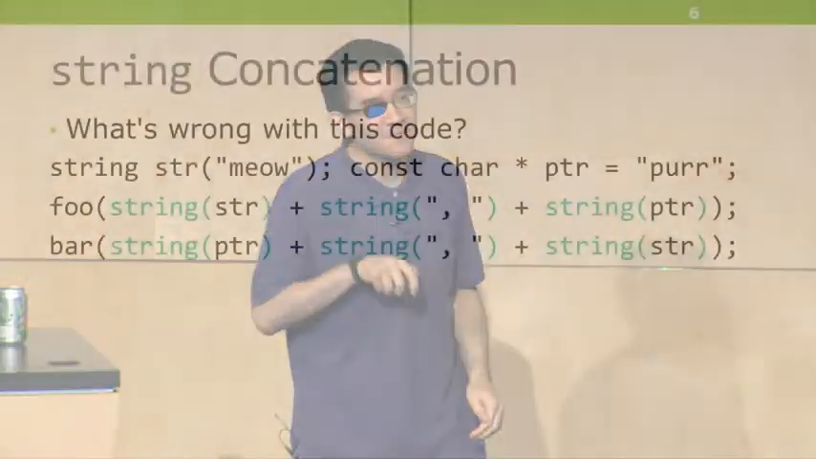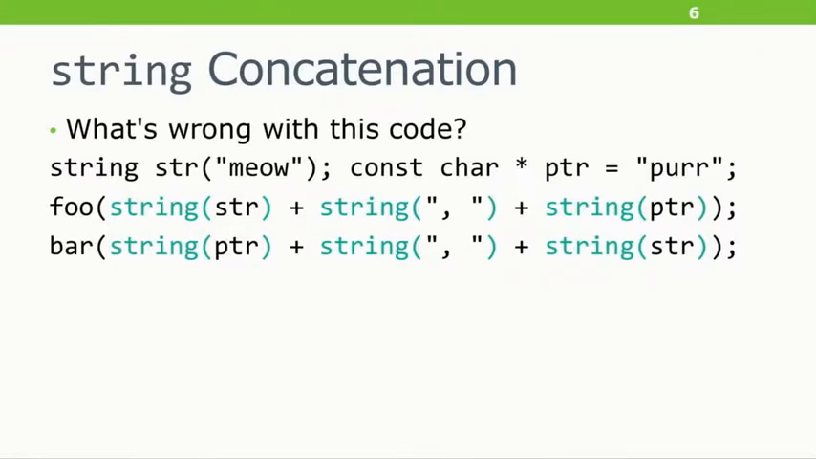The problem is that they are constructing temporary strings for these concatenations. They do not need to do this. String's operator plus is overloaded for std strings on the left and const-char on the right, and vice versa. And now with rvalue references, almost all of this is unnecessary. So for the foo call, if the user just wrote stir plus comma plus putter, it would compile and it would be more efficient. They would construct fewer temporary strings.